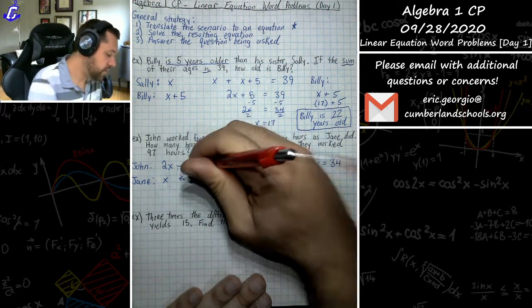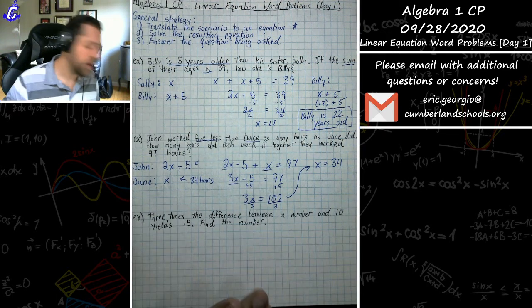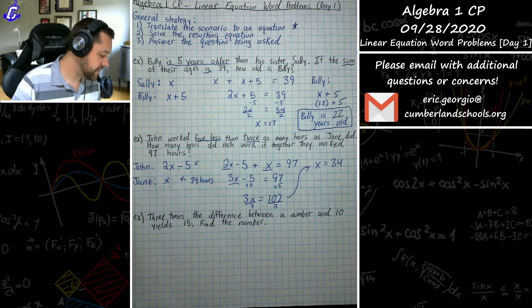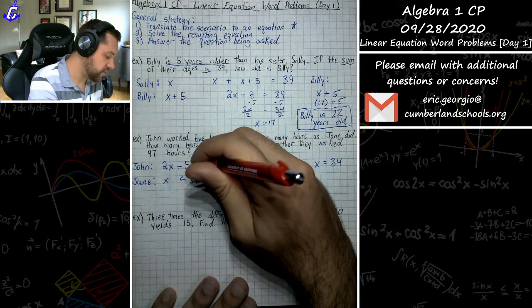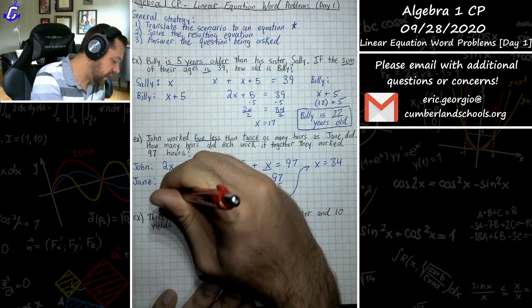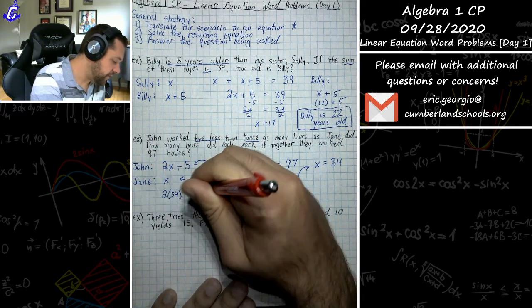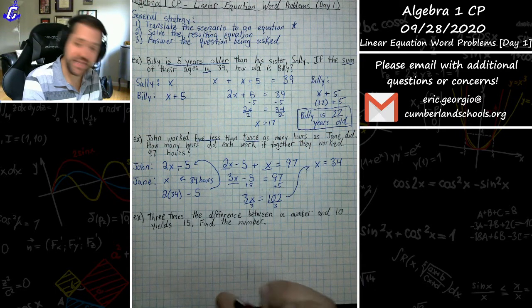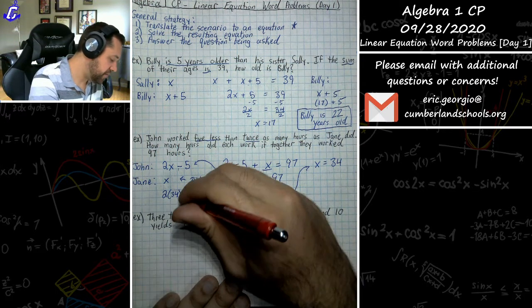So we would have to take our 34 and substitute it in for the x, or plug it in for the x, right? Just to give myself a little bit of room, I'll do it down here. We would say that John worked for 2 times 34 hours minus 5. Way more than Jane, right? 2 times 34 is 68. 68 minus 5 is 63 hours.